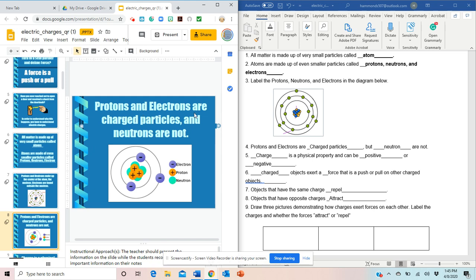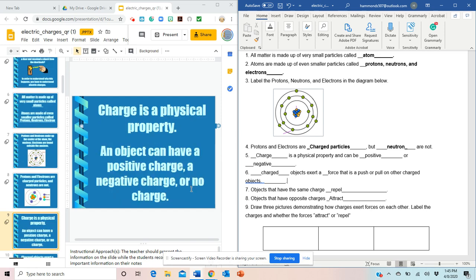So protons and electrons are charged particles, and the neutrons are not charged. So if you're looking at my diagram on the PowerPoint, it tells you that electrons have a negative charge, protons have a positive charge, and neutrons have no charge because they're neutral. So for your notes, for question 4, protons and electrons are charged particles, and neutrons are not. All right, we're going to move on.